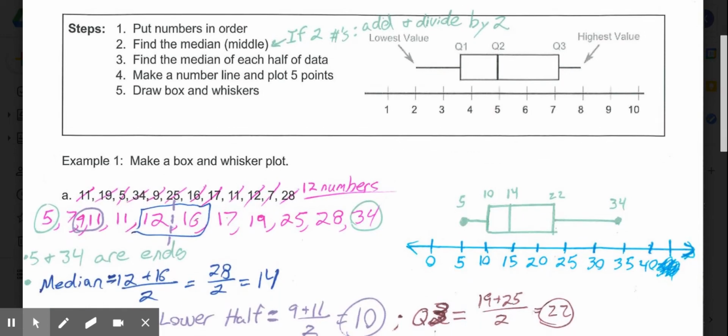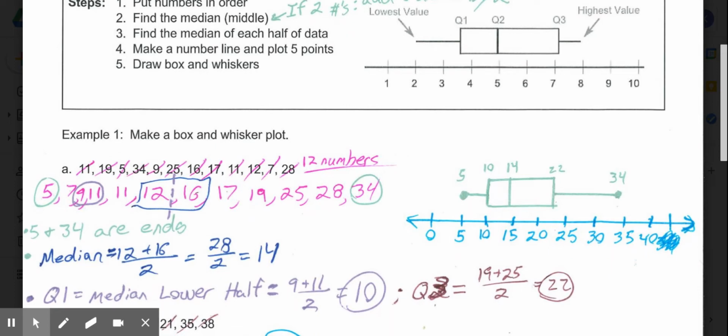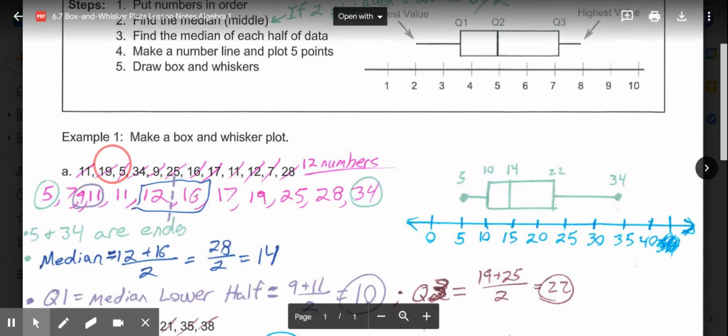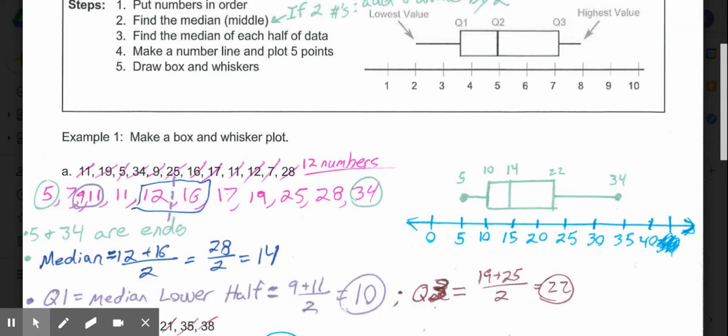So in example 1, the first thing I want to do is take my 12 numbers here and list them least to greatest. So I have 5, 7, 9, 11, 11, and yes, if a number is repeated in the list, you need to write it again, 12, 16, 17, 19, 25, 28, and 34.